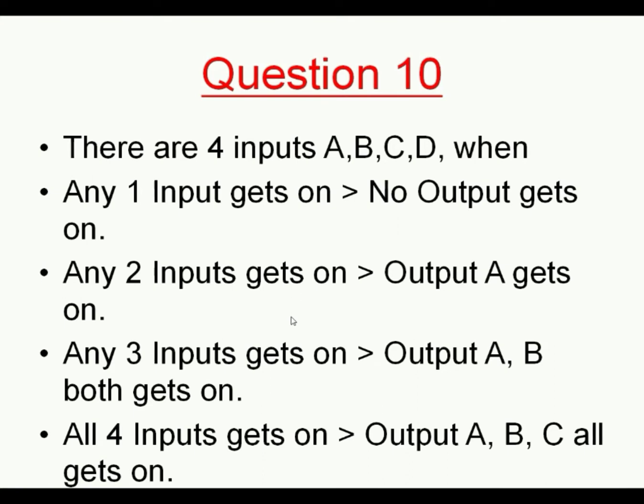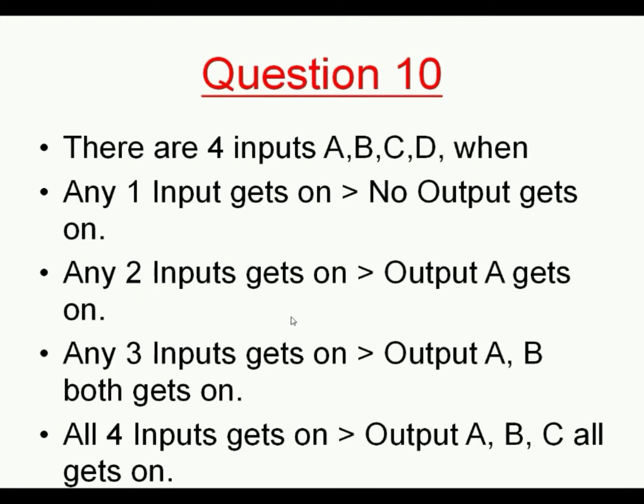So in this question, if you read the statement, it is written that there are 4 inputs A, B, C, D as it was in the previous question, but in the second line I have written when any one input gets on. There is anyone. Anyone means out of these 4 inputs A, B, C, D, if anyone, either A, either B, either C or either D, any input gets on, then no output should get on.